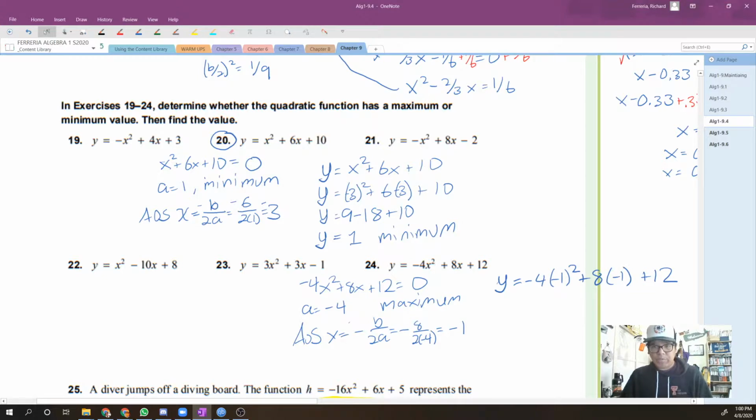Y equals negative 4 times negative 1 squared plus 8 times negative 1 plus 12. Perform all the multiplication, including all the squaring. You get y equals negative 4 plus negative 8 plus 12. Now do all the addition and subtraction, and you get y equals 0. Since we already identified a maximum, y equals 0 will be the maximum value here. Onward to number 25.